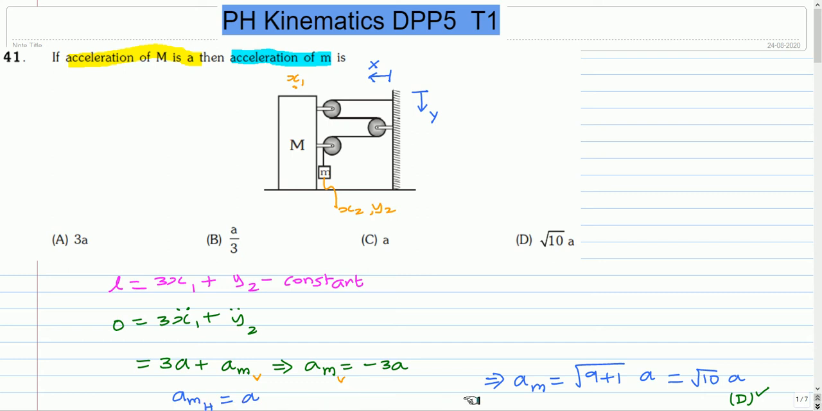So from this we get the acceleration of small m as the square root of this square plus this square, that is 9 plus 1, so root 10 a. So the correct option is option D.